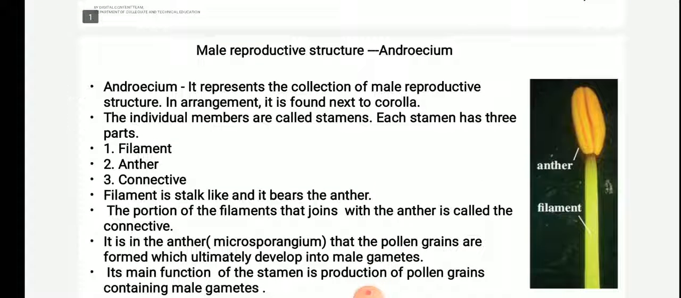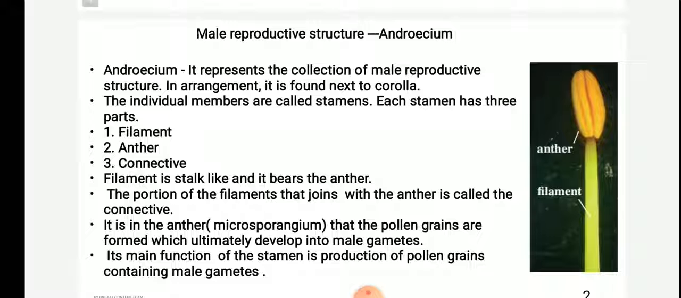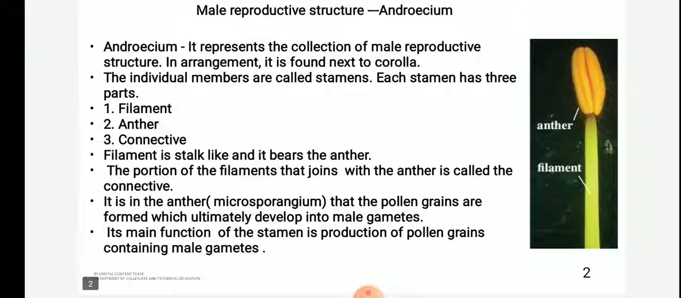In the last session, we had studied about the structure of the andrecium. Let us revise once again the structure of the andrecium. Andrecium represents the collection of male reproductive structure in arrangement. It is found next to the corolla.